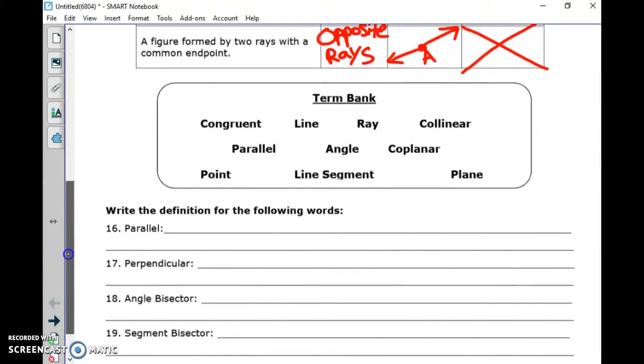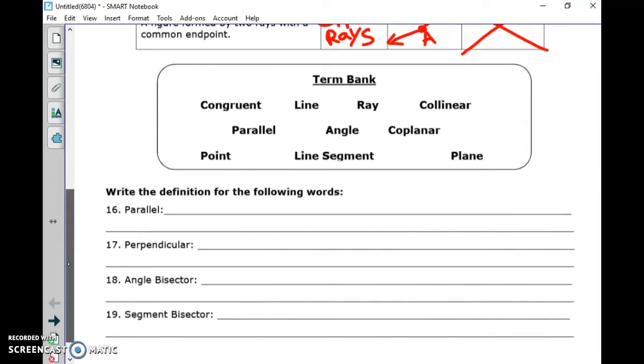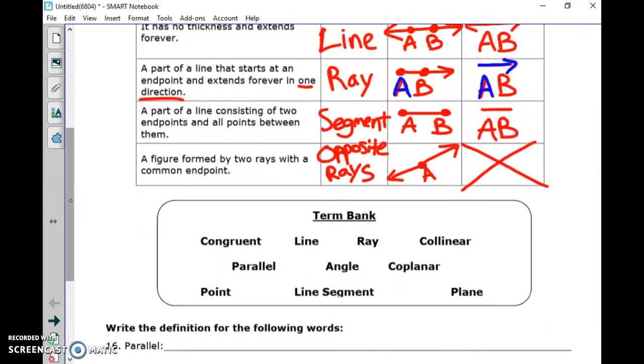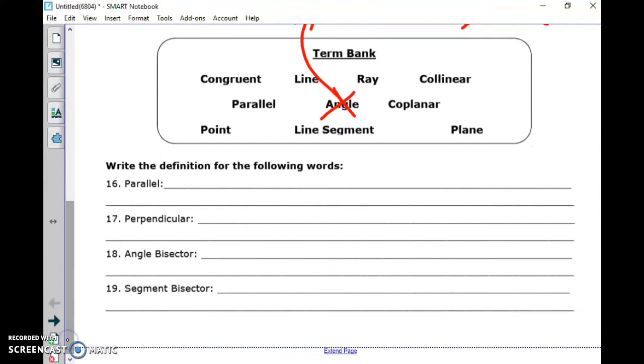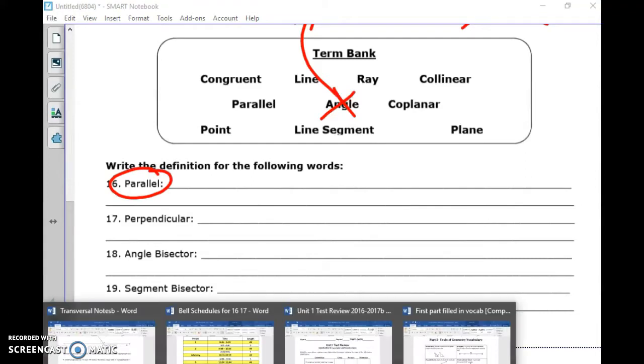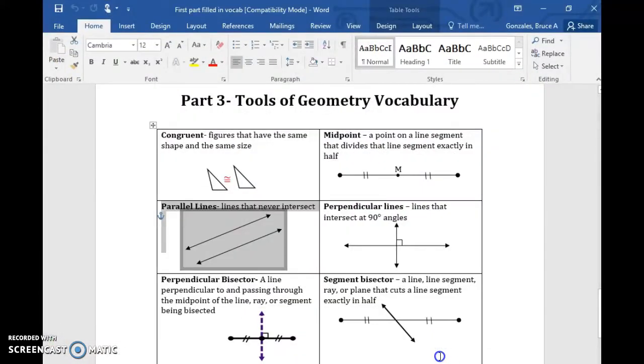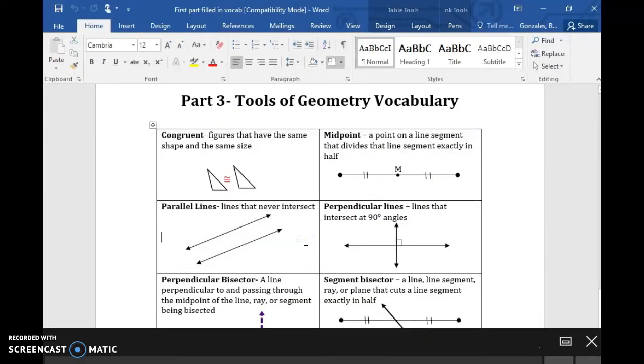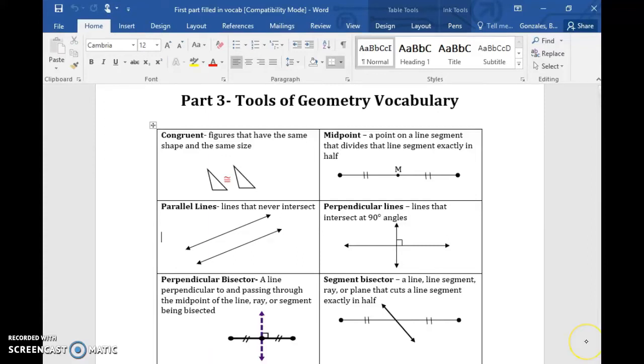Number 16, we're using our term bank here. We are not doing angle, but that's probably what was meant when we did this last year, so don't worry about that. Moving on, 16, 17, 18, and 19. I'm going to be just putting up on the screen the definitions. So for parallel, number 16, parallel is right here: lines that never intersect.